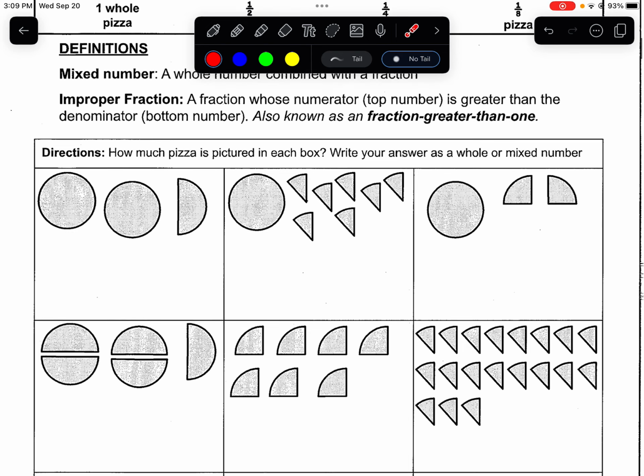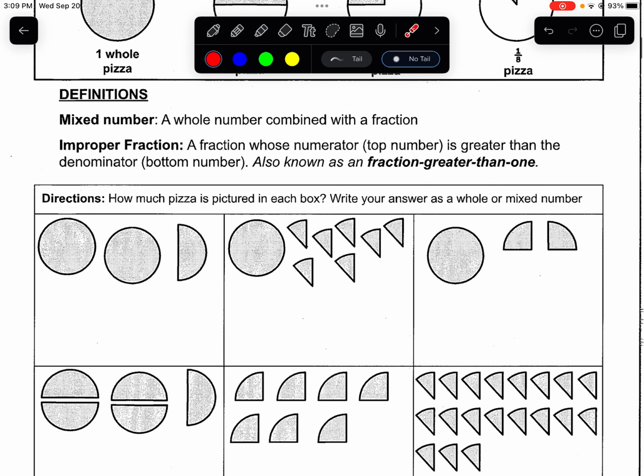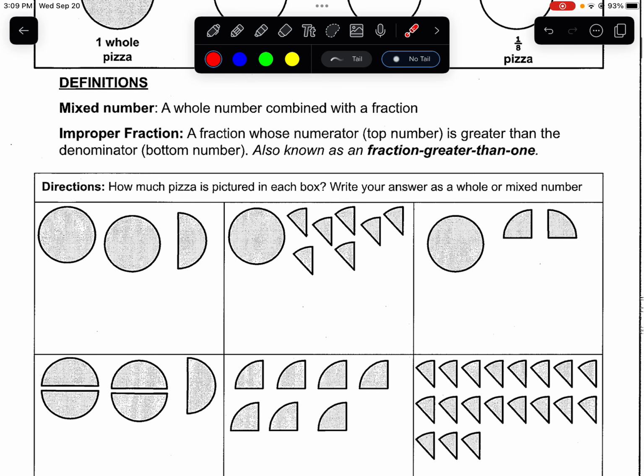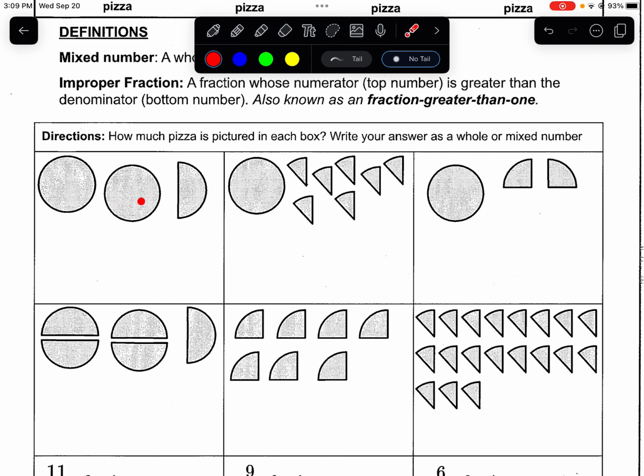So let's go over the directions. It says, how much pizza is pictured in each box? Write your answer as a whole or mixed number. So we've got 1, 2. We've got 2 whole pizzas, and we've got a half of a pizza. So that is 2 1/2 pizzas. How much pizza is in this box right here? We've got 1 whole pizza, and then these are little 1/8 slices. So 1/8, 2, 3, 4, 5, 6, 7/8. So we've got 1 whole pizza and 7/8 of a pizza.